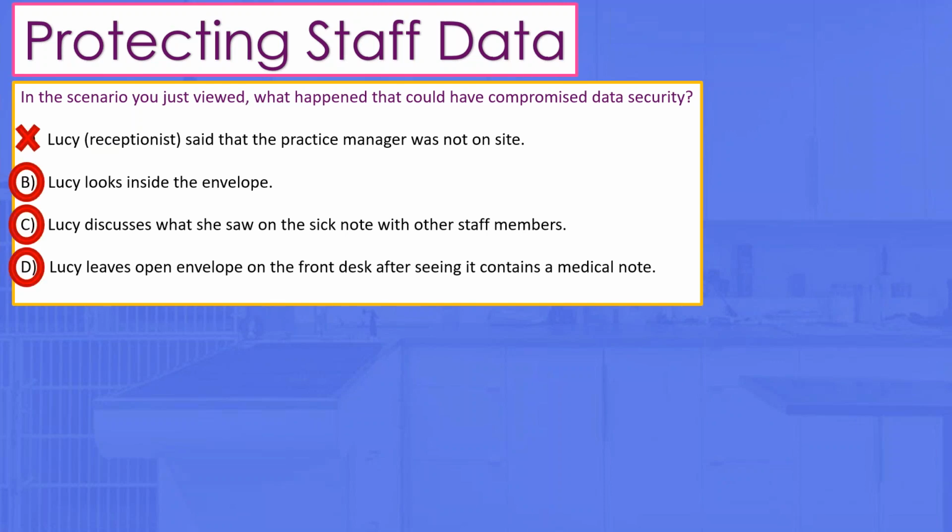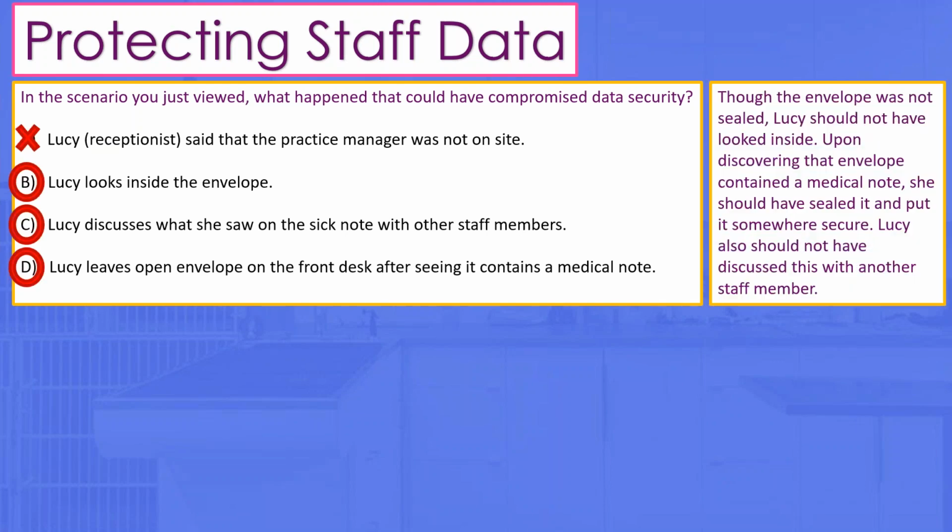Okay, so it's the bottom three. First of all, knowing that this letter was for the practice manager's eyes only, Lucy should never have looked inside. Once she did look inside, however, and saw information she was not supposed to see, under no circumstances should she have discussed this with another member of staff. Although her intentions were well-meaning, a breach has actually occurred twice at this point: once when Lucy has seen information she wasn't supposed to, and again when she discloses it to other staff members.